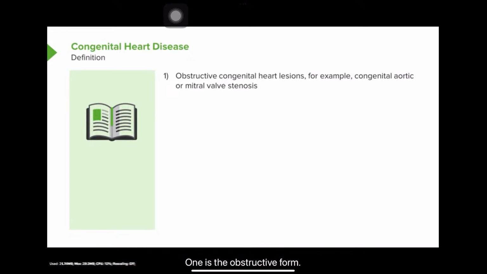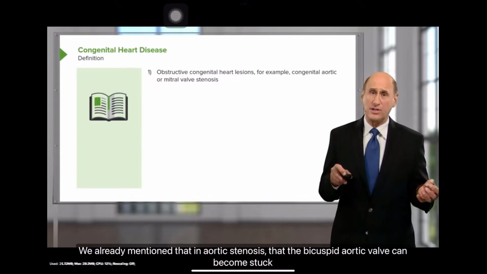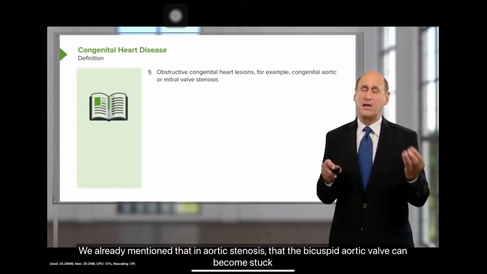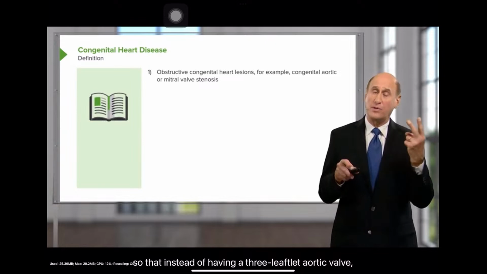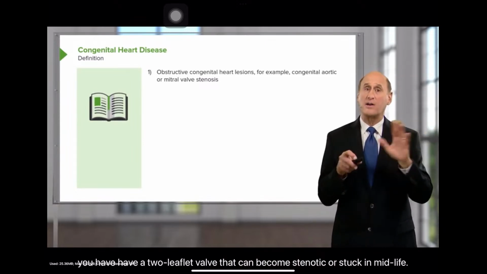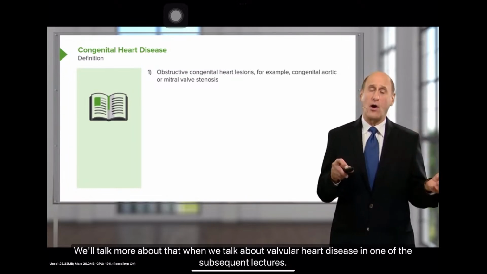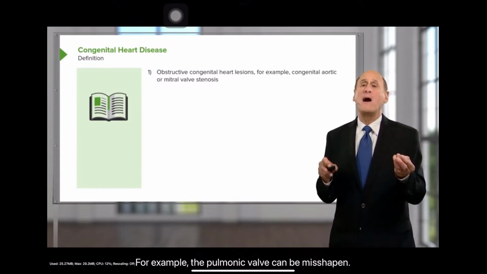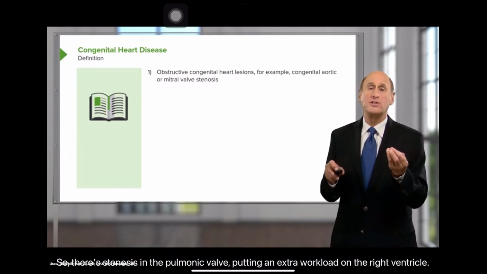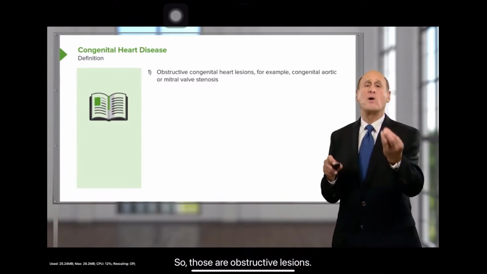So there are a number of different forms of congenital heart disease. One is the obstructive form. For example, one of the valves is stuck, and we're going to talk a little bit about that. We already mentioned in aortic stenosis that the bicuspid aortic valve can become stuck, so that instead of having a 3-leaflet aortic valve, you only have a 2-leaflet valve. That can become stenotic or stuck in midlife. We'll talk more about that when we talk about valvular heart disease in one of the subsequent lectures. There can be other obstructions. For example, the pulmonic valve can be misshapen, so there's stenosis in the pulmonic valve, putting an extra workload on the right ventricle. So those are obstructive lesions.